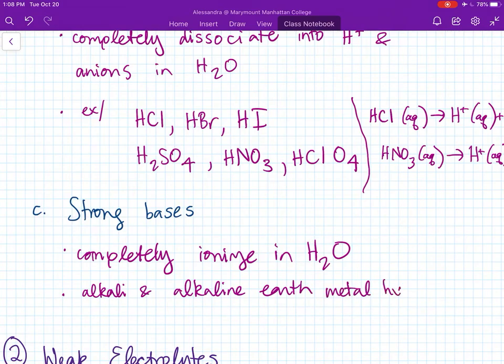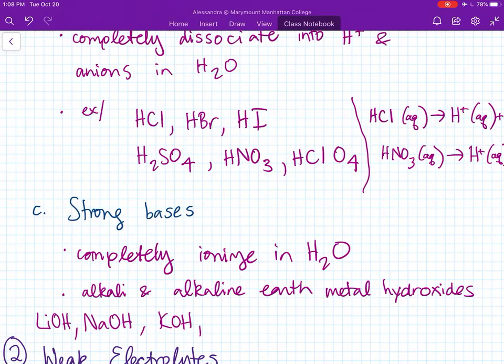Alkali and alkaline earth metal hydroxides. So that's how you can spot them. Alkali metals are, of course, group 1 in the periodic table, and alkaline earth elements are group 2 in the periodic table. So that means that you have, for example, sodium hydroxide, potassium hydroxide, lithium hydroxide. Okay, those are all strong bases.